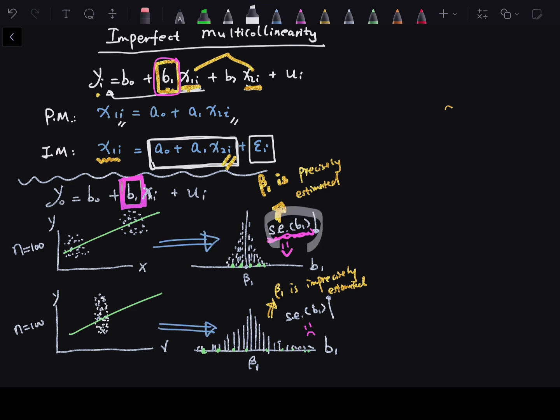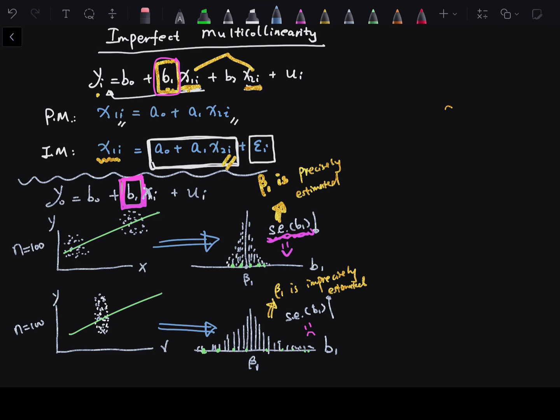In order to have a small standard error of the OLS estimator B1, we need a large variation in x. So in order for B1 to have a smaller standard error or smaller variance, we need a large variation in this independent variable x. You can also see this relationship from the mathematical expression of the standard error of B1. Let me show you this.